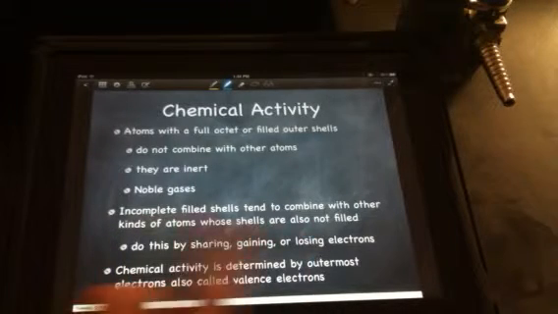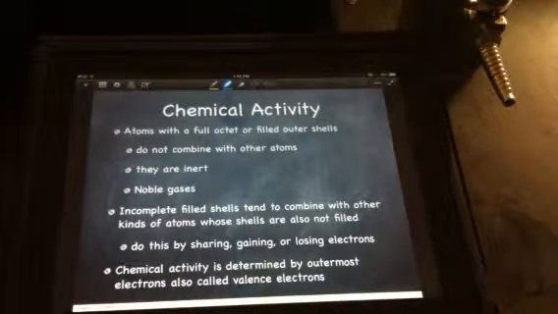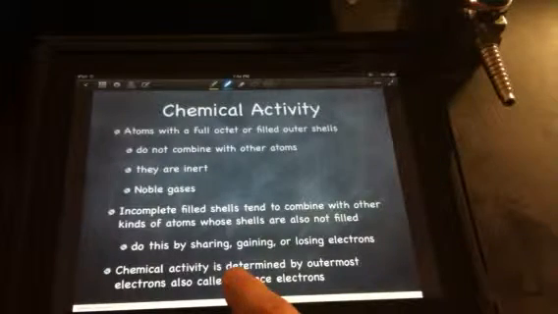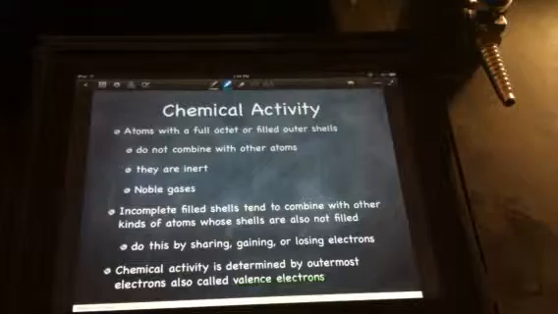They do not want to combine with others because they don't have a need to. Okay? And the way that the other ones get to the status of noble gases is that they share, gain, or lose electrons. And how much they have to share, gain, or lose determines how active they are. And it all comes down to valence electrons. Vocab word.